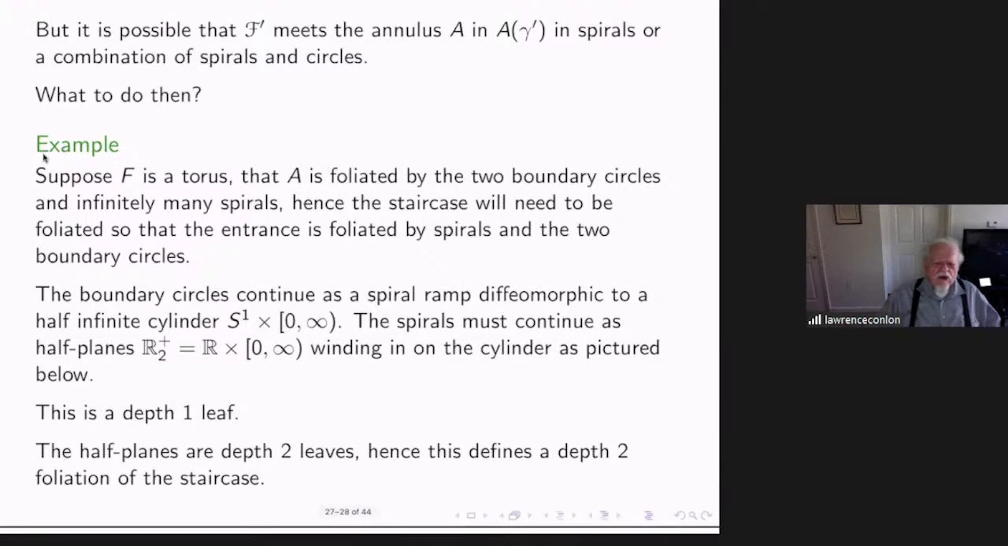The boundary circles will continue as a spiral ramp, diffeomorphic to a half-infinite cylinder winding in on the torus. Depth one. But the spirals will continue as half-planes, winding in on the cylindrical depth one leaf, as pictured below.